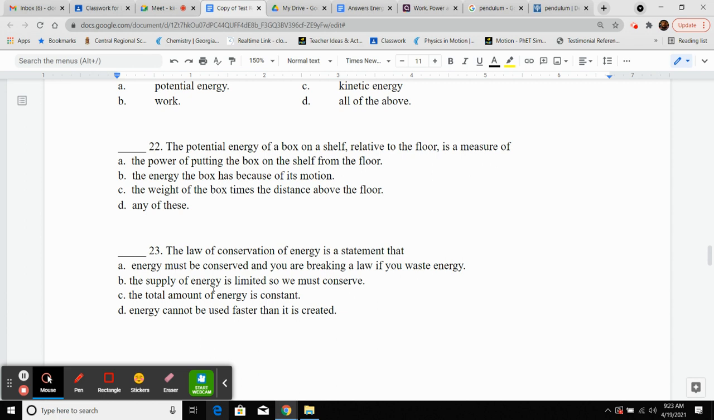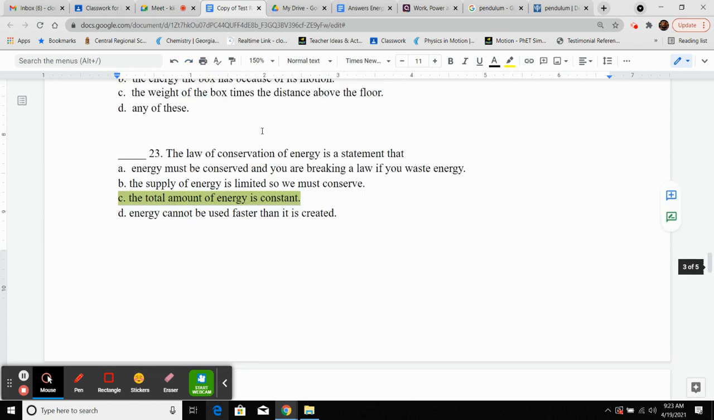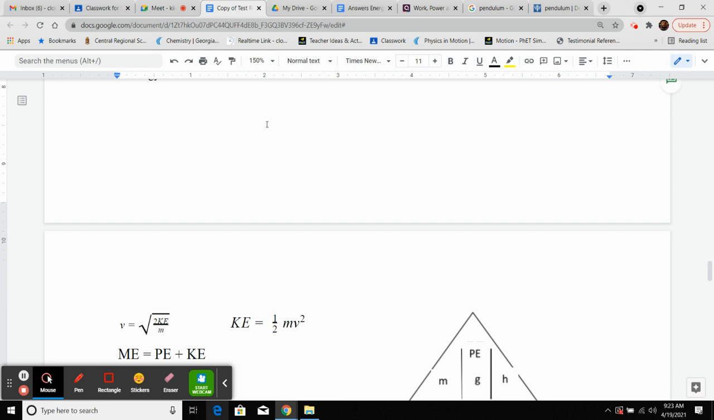It can only change form from one to another, like potential to kinetic, or if you drop a tennis ball, right? It has potential as it's falling. It has kinetic. When it hits the ground, there's sound. It loses some energy due to sound, heat from the impact, and friction. So there's a bunch of different things going on there. So C would be our guy for 23. I didn't answer a couple, but those ones you should definitely be able to answer on your own.